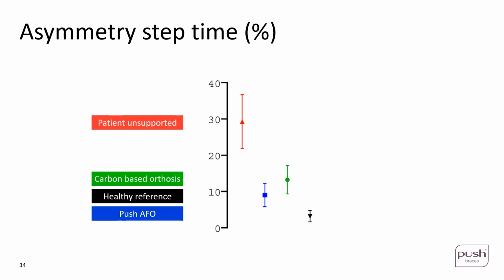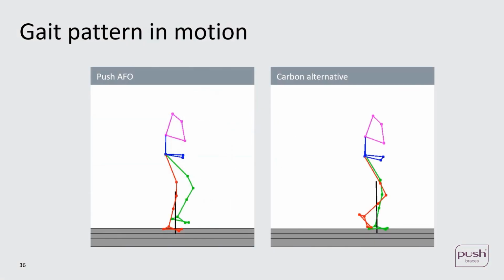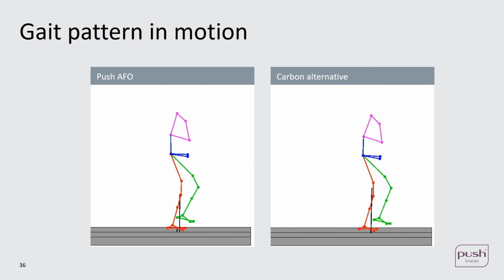In terms of symmetry, we see that Push AFO and the carbon-based orthosis both offer improvement. Push appears to result in slightly more normal symmetry, yet in terms of variance this is not significant. Both orthoses also improve upon cadence, a higher value and less variance. Push AFO appears to come out slightly closer to a normal scenario, although not significant. The stick figures also portray the same picture. In the left clip the subject is wearing a Push AFO and in the right clip the Otto Bock WalkOn.